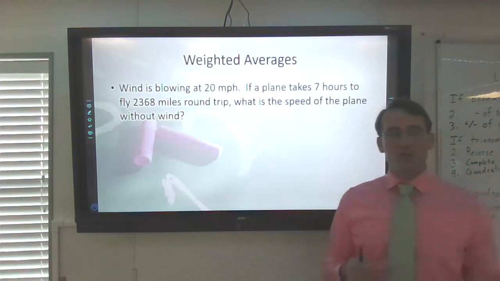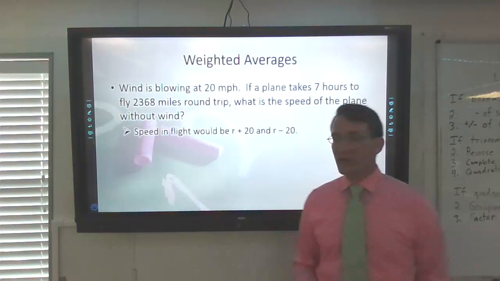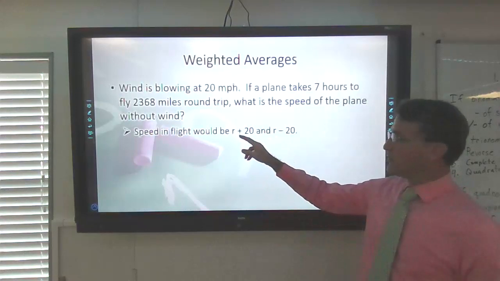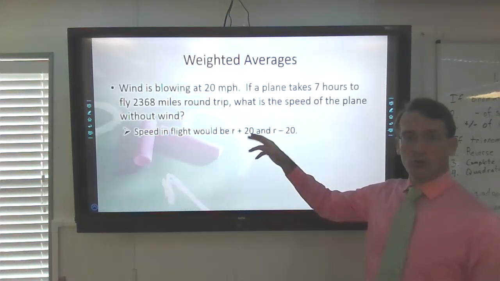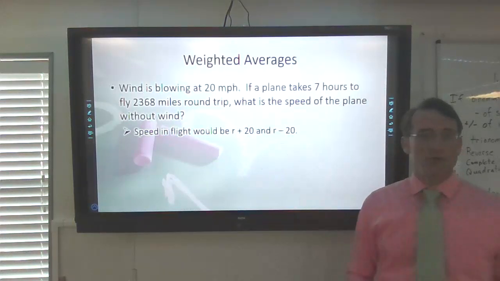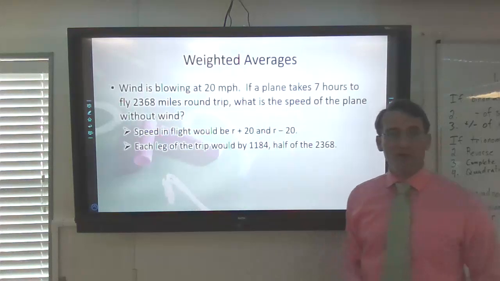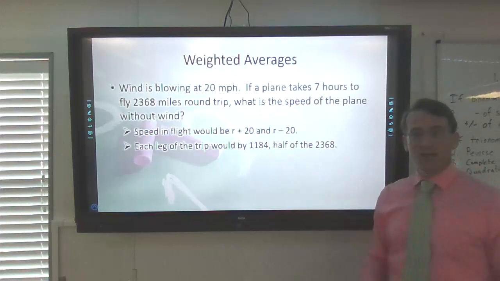In this particular case, we're finding the rate of the plane, not the rate of the stream or the wind. I do know that the rate of speed for the flight is going to be r plus 20 when it's going with the wind and r minus 20 when it's going against the wind, a tailwind versus a headwind. Each leg of the trip is going to be half of that distance because it is a round trip, so that means they travel the same distance roughly. So that's going to give me 1184.